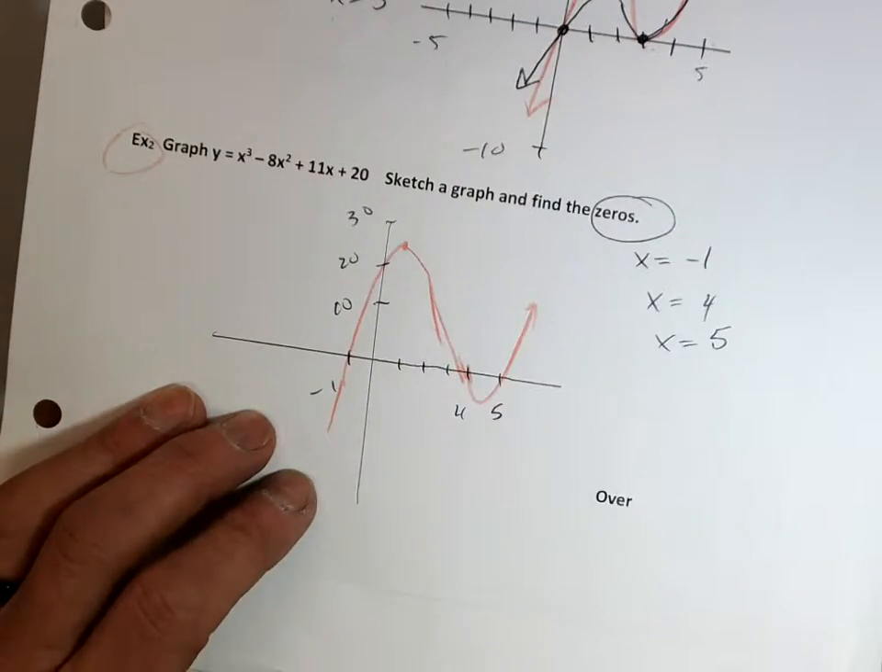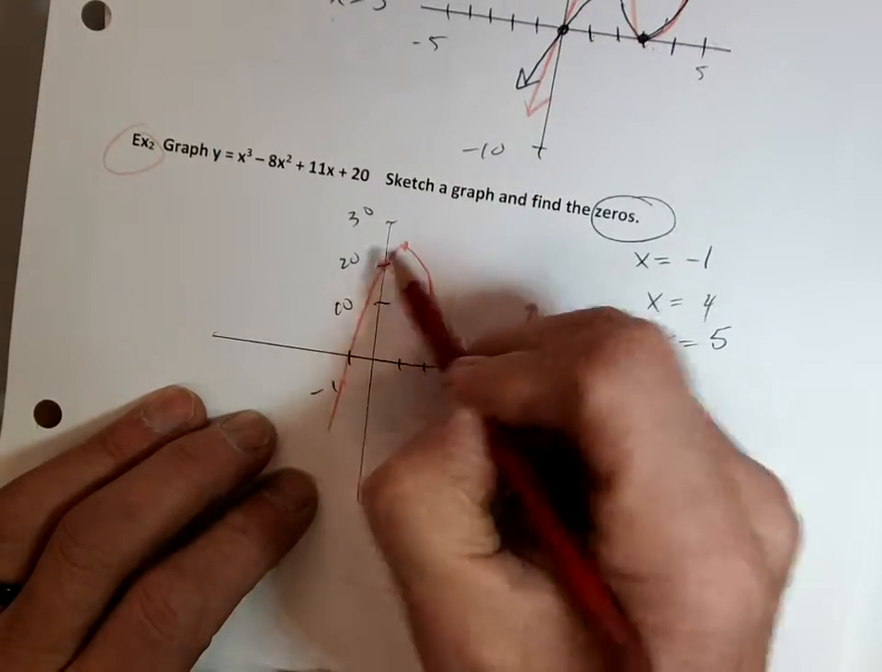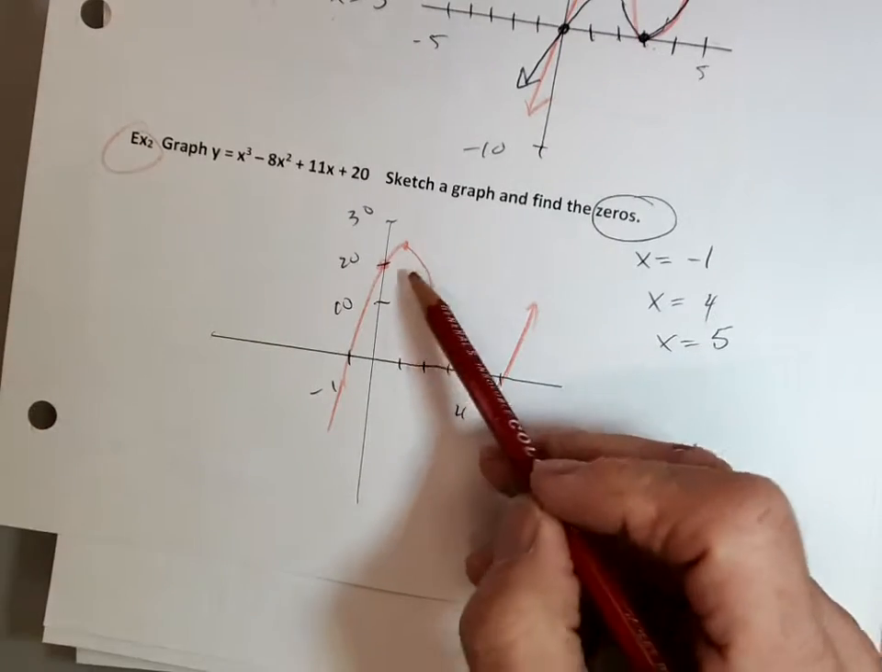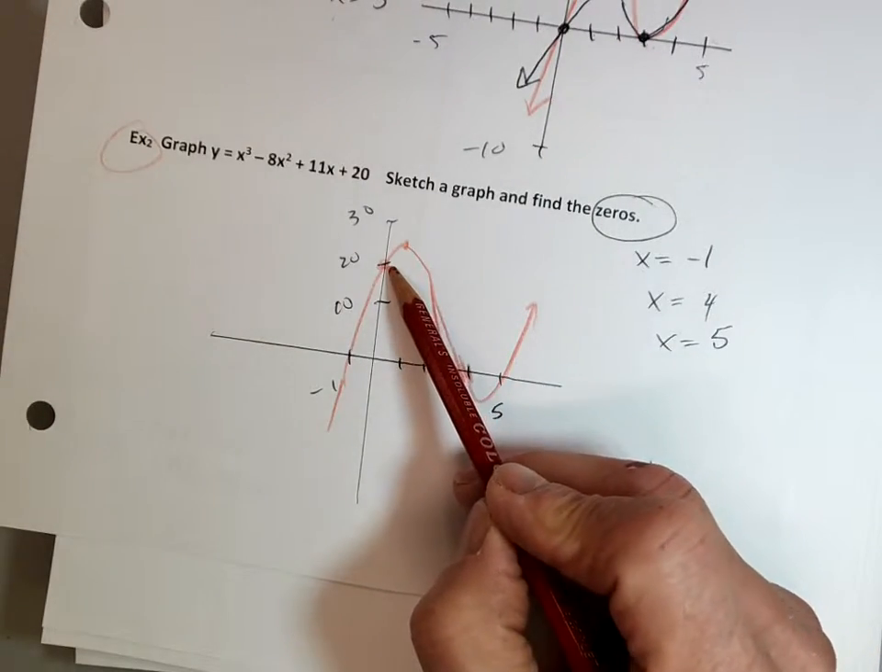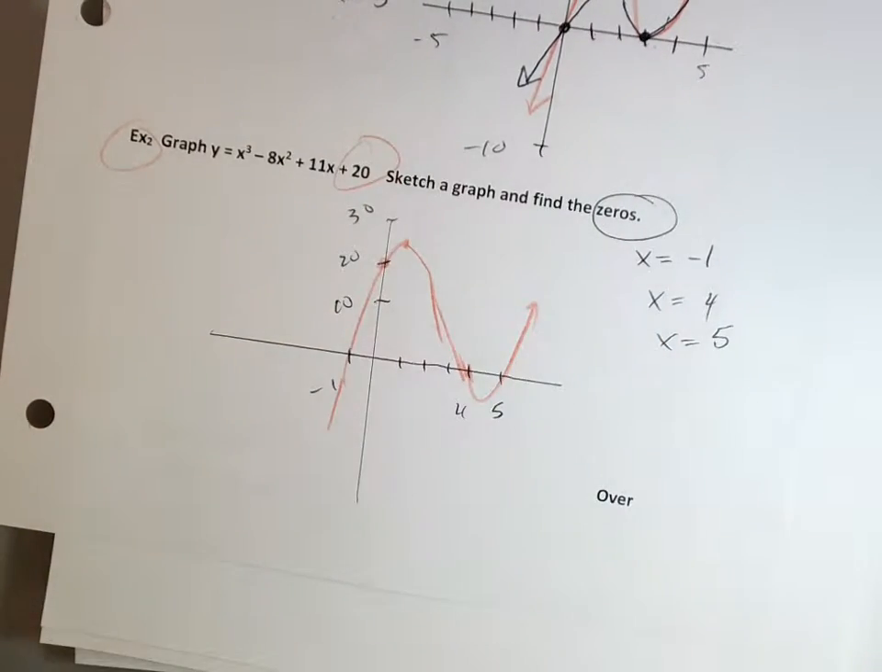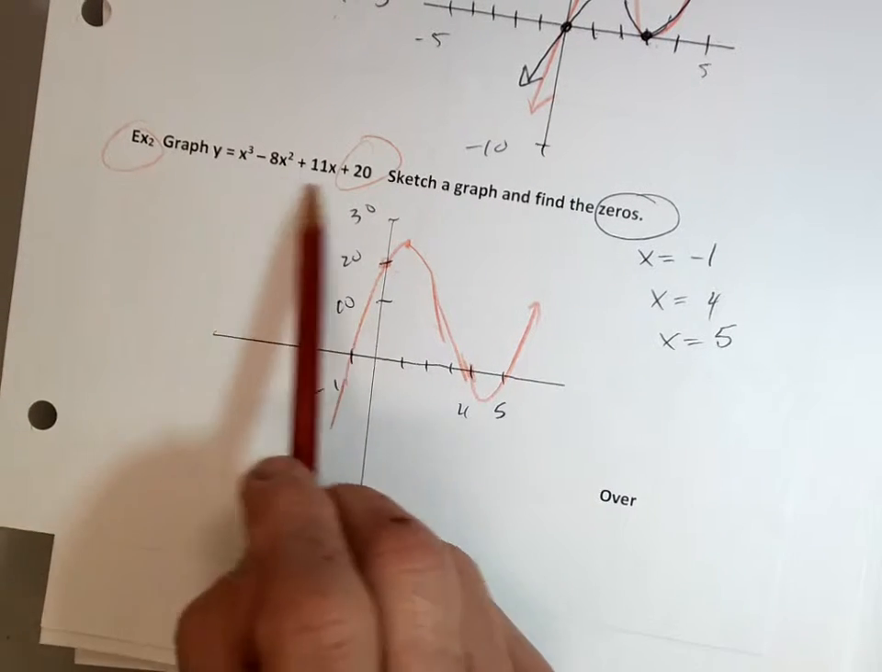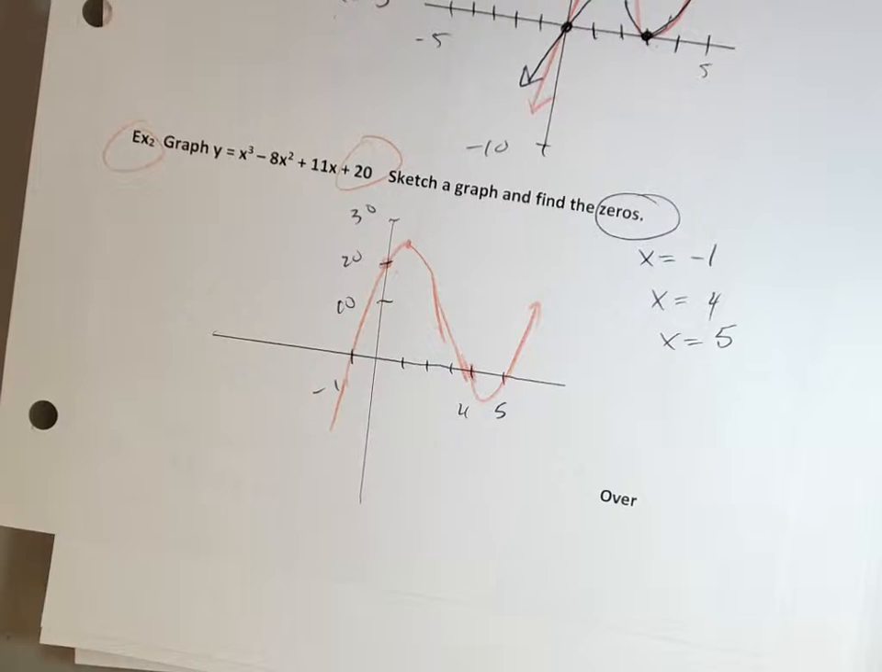And I know for sure it goes through 20. Why do I know it goes through 20? Why do I know for sure it has to go through 20? There's my y-intercept. You guys agree? It's got to go through 20. Now that wasn't too bad, because when I looked at this darn thing, I thought, oh my goodness, how am I going to factor it? It will factor, by the way, but the technique of factoring is not worth me teaching it to you.